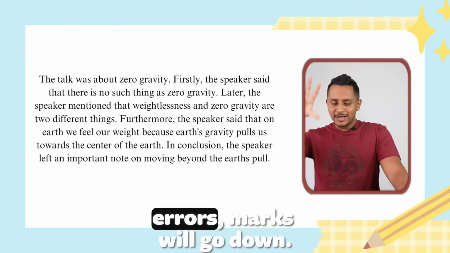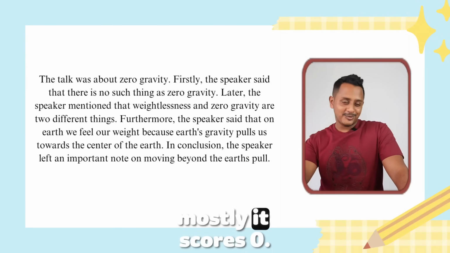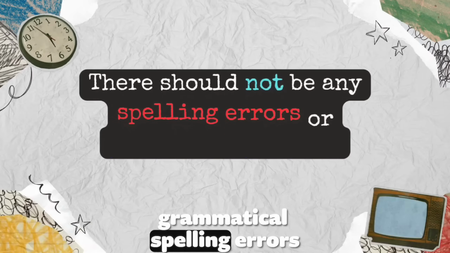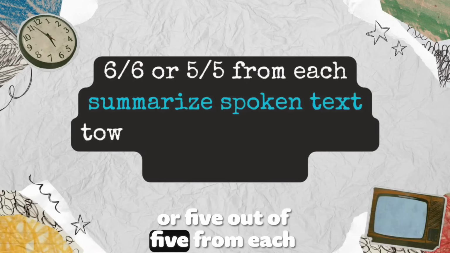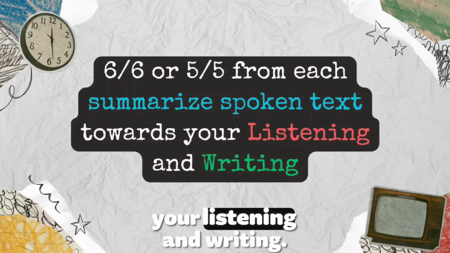If there are grammatical errors, marks will go down. If there are spelling errors, mostly it scores 0. There should not be any grammatical errors or spelling errors, and if you write something like this, probably you'll get 6 out of 6 or 5 out of 5 from each summarized spoken text towards your listening and writing.